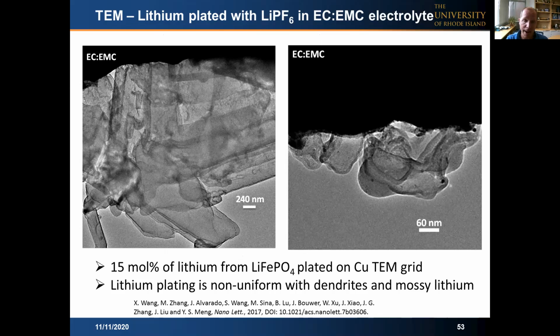And so with that, we went back to TEM, transmission electron microscopy. And with the EC EMC electrolyte with LiPF6, what we see with only 15% of the plating of lithium, we see very non-uniform lithium. The lithium's kind of all over the place. We see a lot of dendrites. We see a lot of mossy lithium. There's not a very uniform plating of the lithium metal. This does not look good.